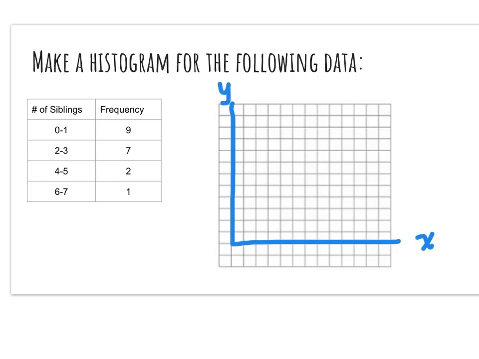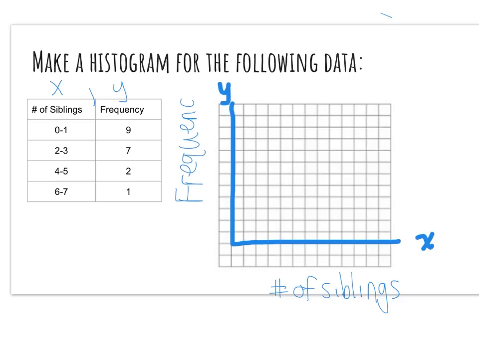Let me change my size of my pen. In a table, this is my X data, followed by my Y data, and you'll notice that I already have labels written out for me. So my X data, my label is number of siblings, and for my Y data, I'm going to have the frequency. So now it looks like I'm all set. I can go ahead and start figuring out the numbers that are going to go into my histogram.